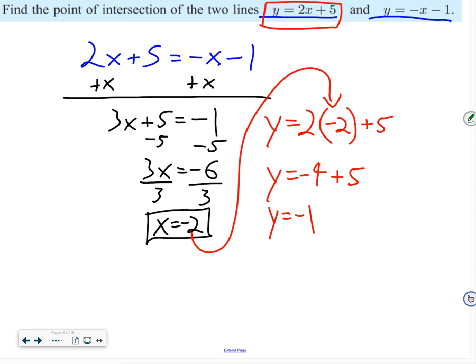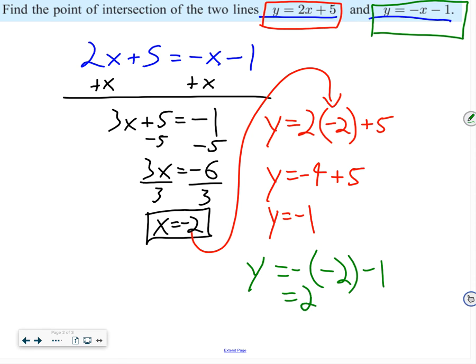Well, just for grins, let's go ahead and put it into this one. So I get y equals negative 2 minus 1. Negative negative is a positive, so 2 minus 1 is equal to 1. So notice I had different answers at first, but that helps me go back and check and say, hey, wait, negative 4 plus 5 is a positive 1, and now I do recognize I get the same solution.